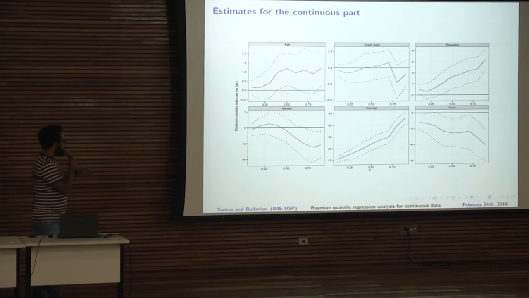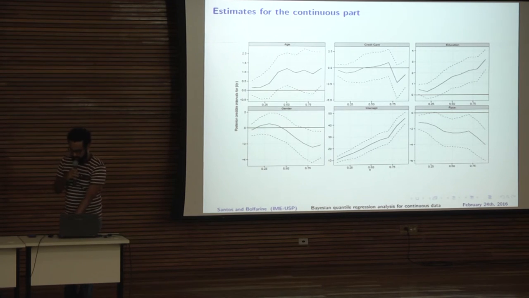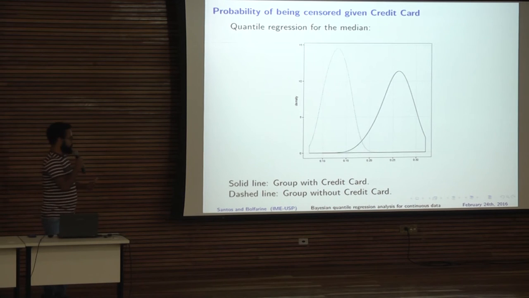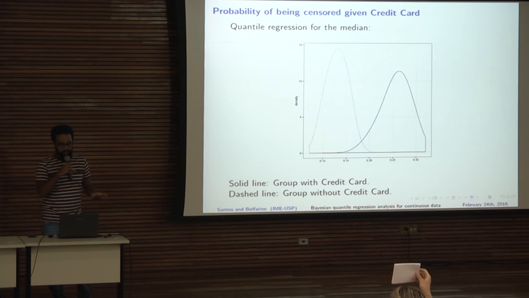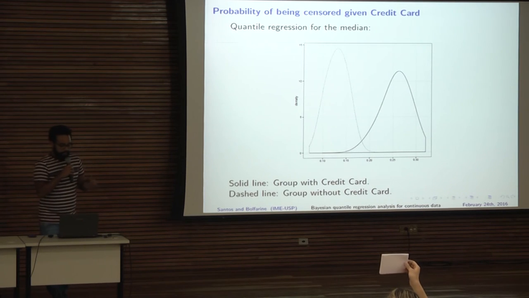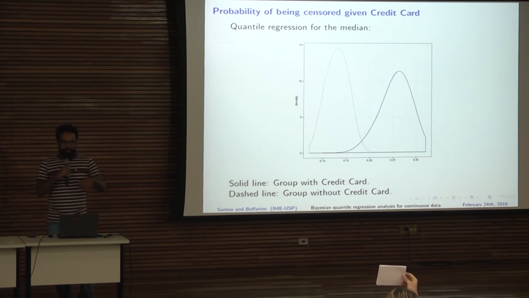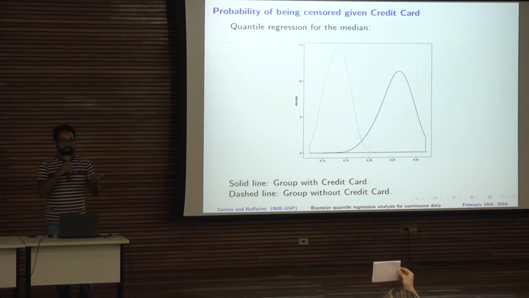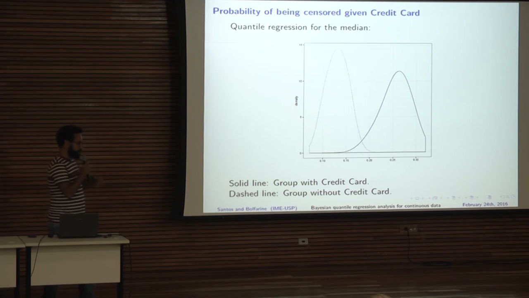And despite the credit card, in the middle at the top, not being significant in any quantile, it's very interesting when we analyze the probability of being censored. If we plot here the density of those probabilities in the median model, we're going to see a very different distribution. The solid line is the group with the credit card, and we can see that they have a much larger probability of being censored than the group without a credit card. So we can interpret that as this group with the credit card being more likely to make this purchase of durable goods, but for some reason they did not buy anything.